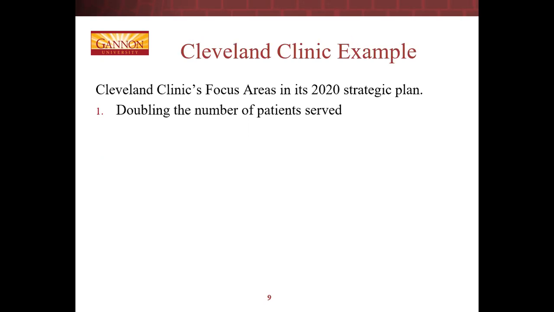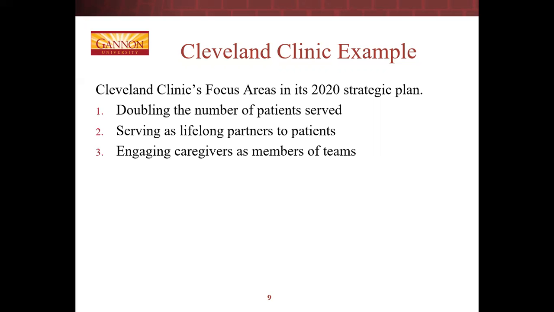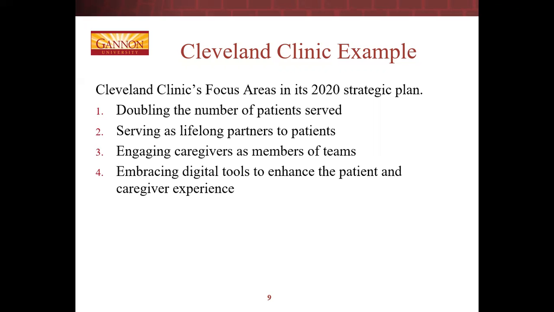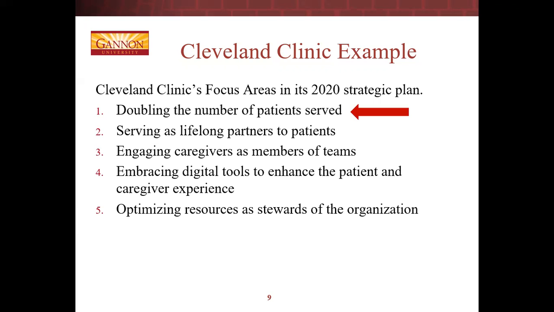So I looked at Cleveland Clinic's focus areas in their strategic plan in 2020, and they listed a few. These were: doubling the number of patients served. It's a lot. Serving as lifelong partners to patients, engaging caregivers as members of teams, embracing digital tools to enhance the patient and caregiver experience, and optimizing resources as stewards of the organization. So you see, they have five, so pretty much in the recommended area.